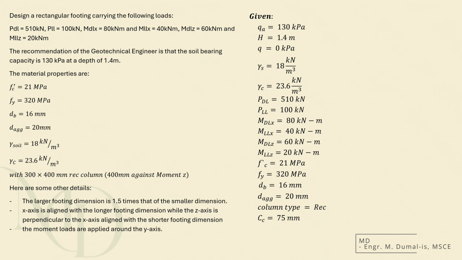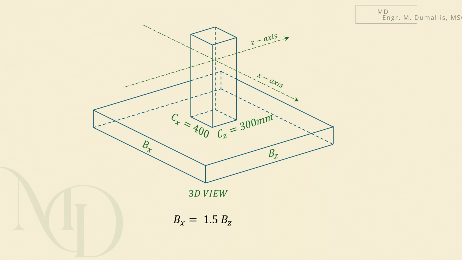Shown in this slide is the list of all the given values that we will refer to throughout our calculation process. These include the applied loads, material properties, soil parameters, and the assumed geometric criteria for the footing. Keep this list in mind as we proceed with the computations in the next slides. Also from the given information, the column dimensions are 400 mm and 300 mm, corresponding to C sub x and C sub z, respectively. These values will be important later when we define the critical sections for shear and bending moment calculations.